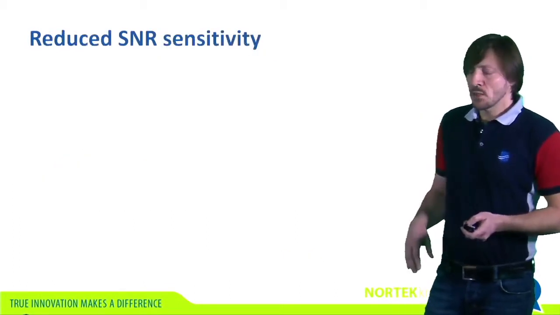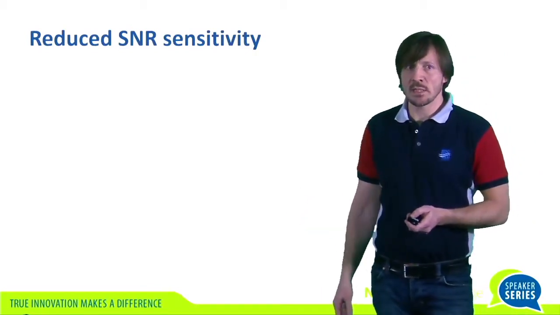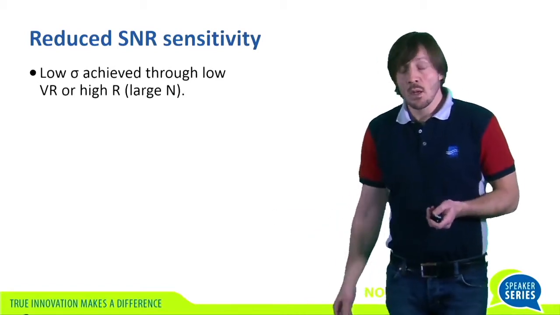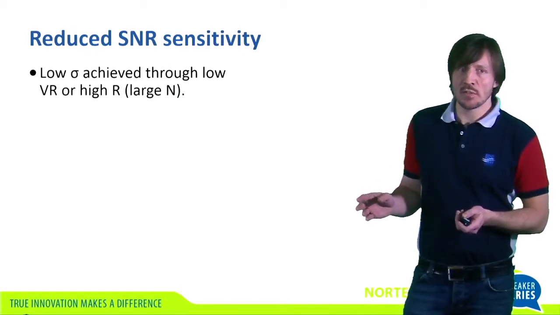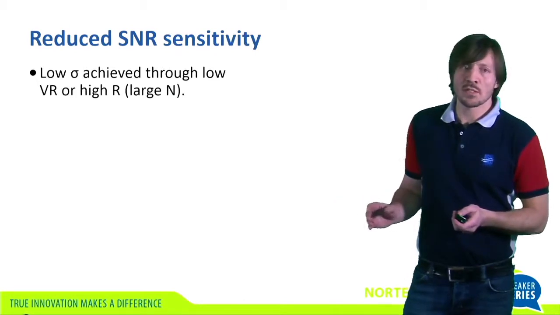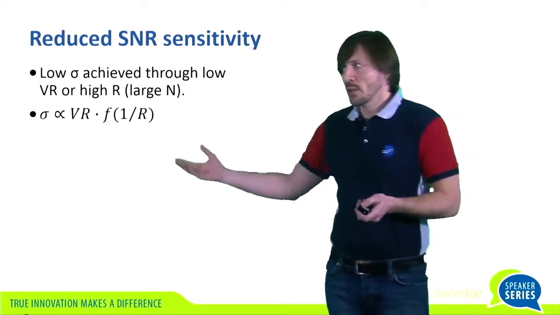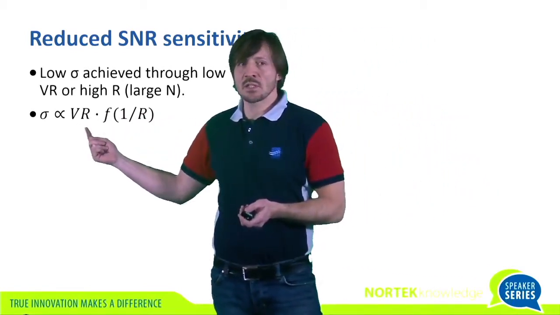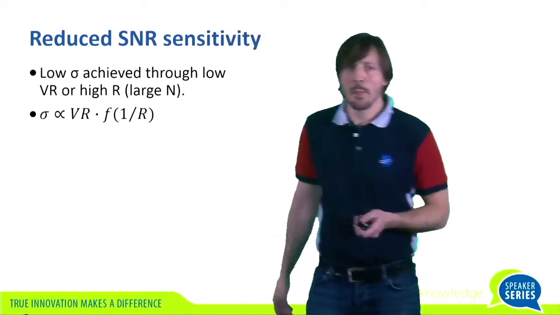So is there anything to be done about SNR sensitivity? Can I do anything to improve that sensitivity? Well, it turns out it might be possible. One thing we have seen is that there are two ways of achieving a low standard deviation. One is a low velocity range, and the other is high correlation. So I can say that the standard deviation scales linearly with the velocity range, and then there's some function of the inverse correlation there.